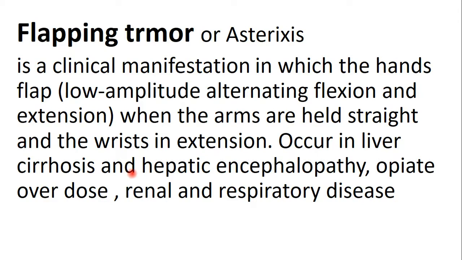The other type of tremor is asterixis or flapping tremor. Flapping. يعني مثل اللي يرفرف. رفرفة الجناح is a clinical manifestation in which the hands flap, low amplitude, alternating flexion and extension when the arms are held straight and the wrist in extension.